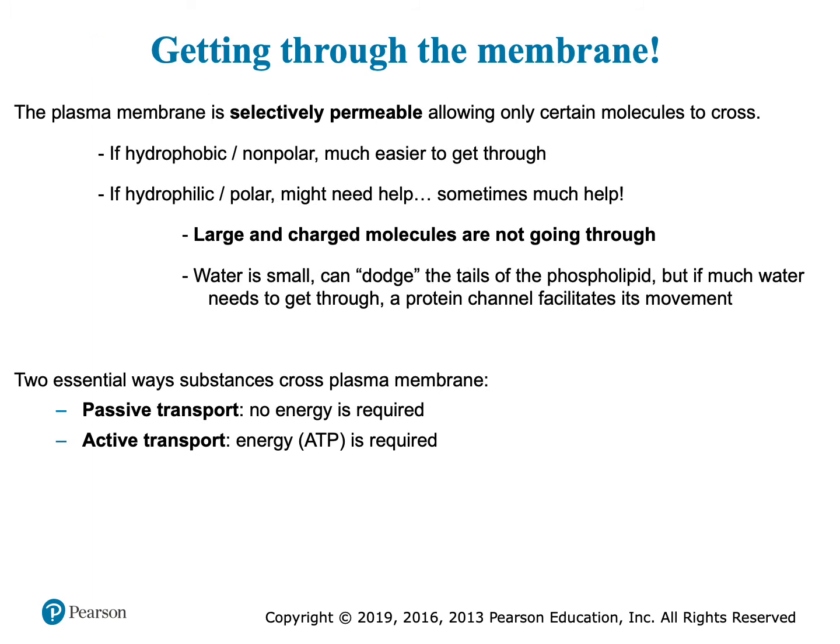So, to get through the membrane, what are we going to do about that? That plasma membrane is called selectively permeable because some things can get through. It depends on what it is. Some things need one of those integral proteins, a transport channel or carrier pathway.